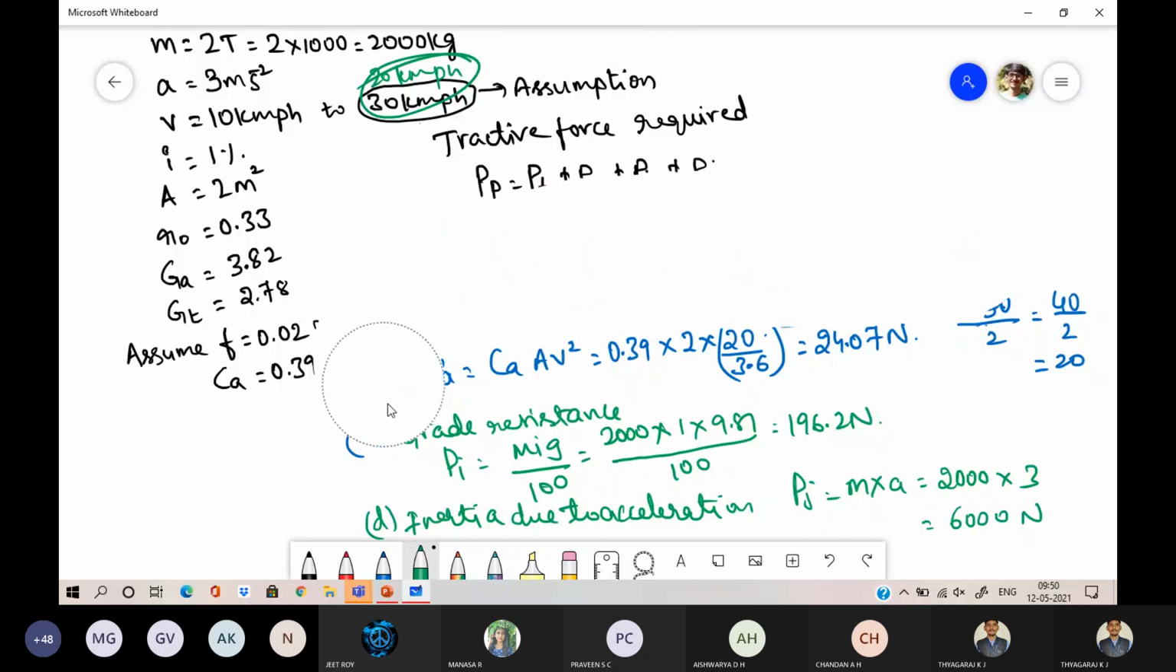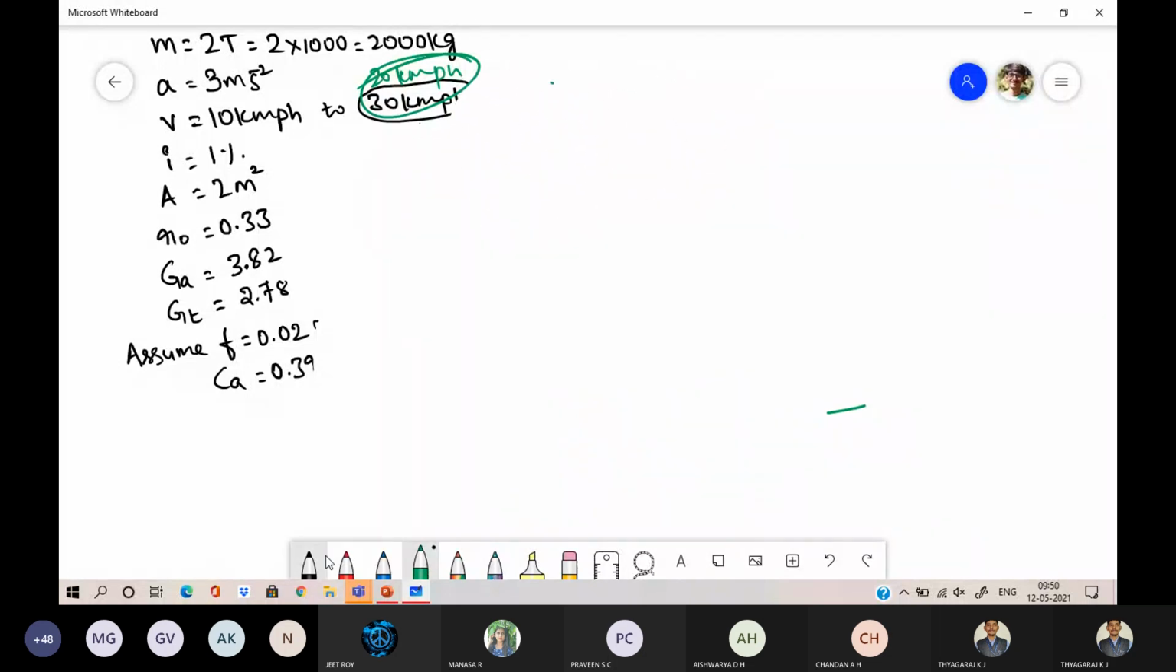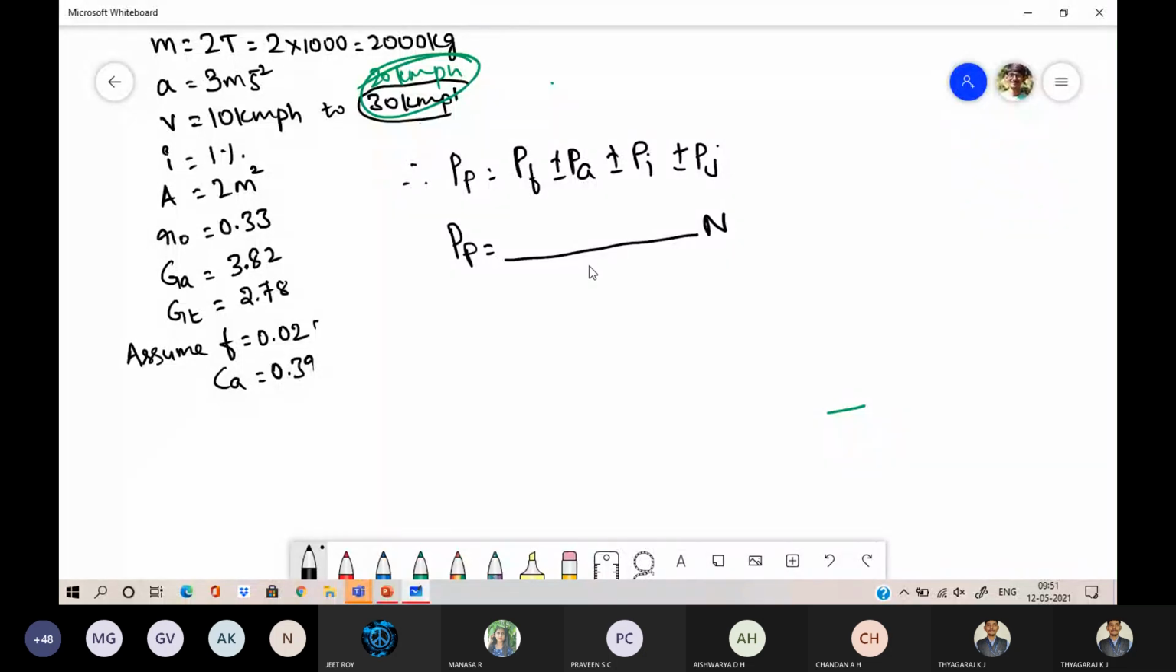Okay, now I'll erase these things. I think you all know how to solve these problems also. Therefore, PP is equal to PF plus or minus PX plus or minus PA plus or minus PJ. So how much are you going to get for PP? Calculate the total tractive force required. 6,612.67 Newton. Now engine horsepower.